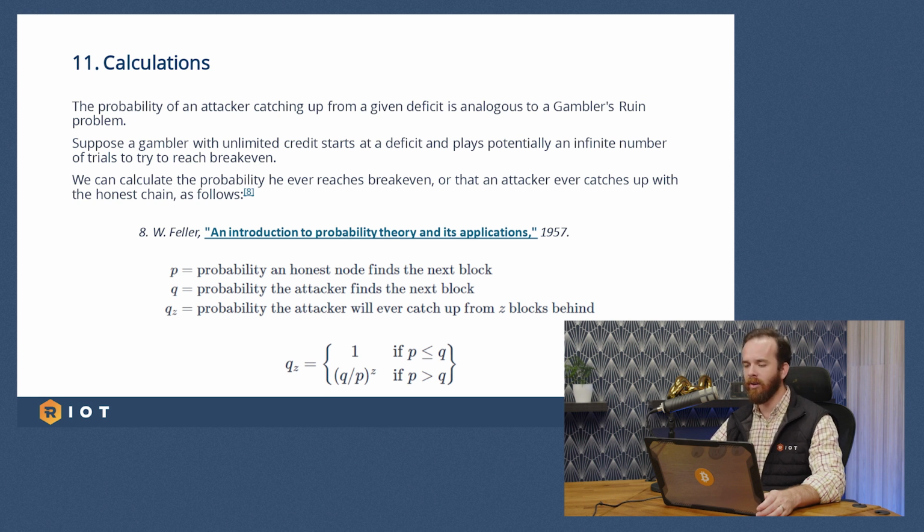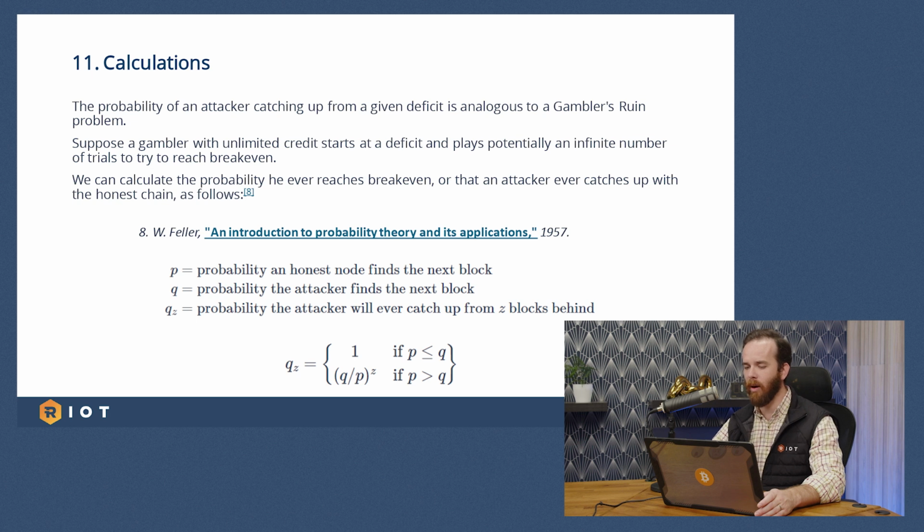Suppose a gambler with unlimited credit starts at a deficit and plays potentially an infinite number of trials to try to reach break even. I've been in this situation. I did not have unlimited credit, unfortunately, but you're in a hole. You're trying to gamble your way out of it. This is the gambler's ruin problem.